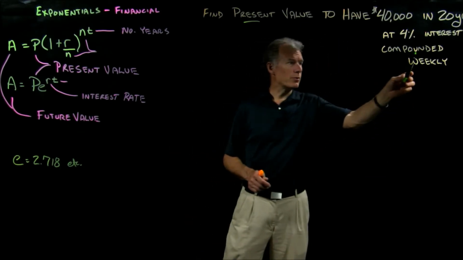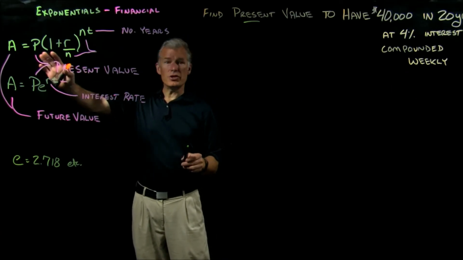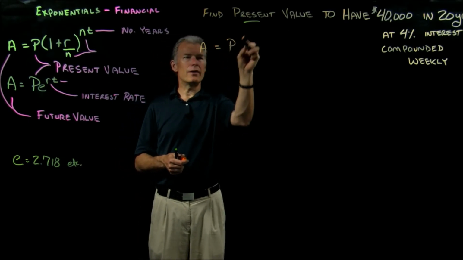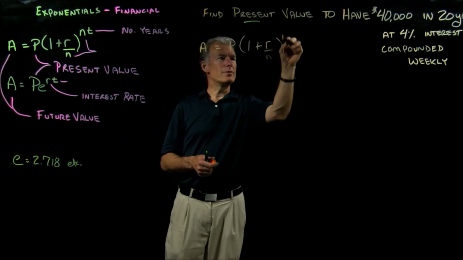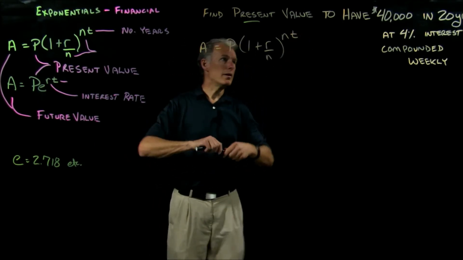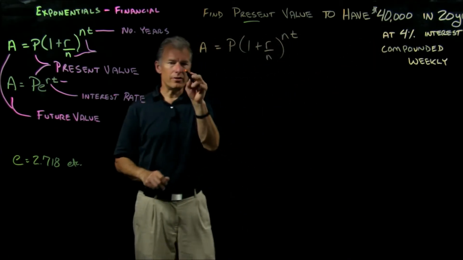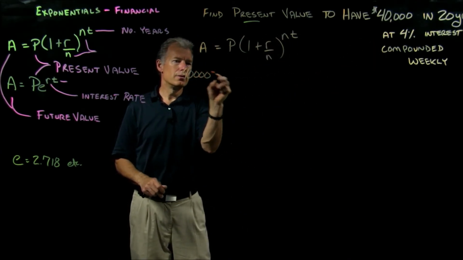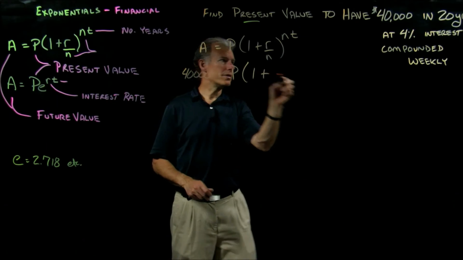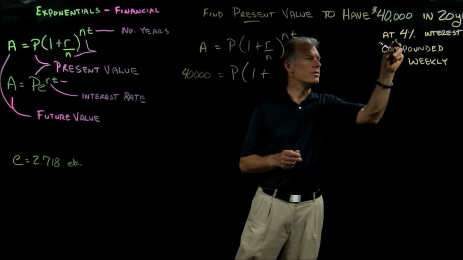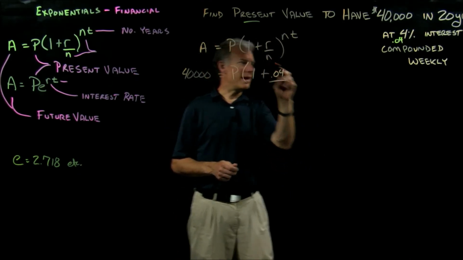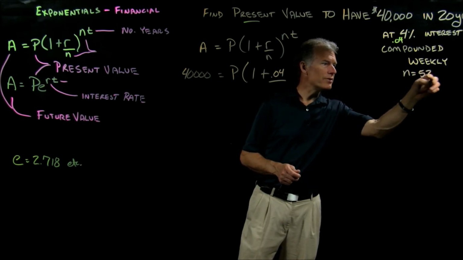Okay, so you can see we've got the words compounded weekly, so right away it's going to push us into this equation here. Let me just rewrite that. So I have A equals P times (1 plus R over N) raised to the power of N times T. So now let's try to fill this in. In this case, our future value is the $40,000. The present value, that's what we're going to find this time. 1 plus our interest rate, and again, that's going to become 0.04, just move that decimal over, divided by N, in this case 52 weeks.